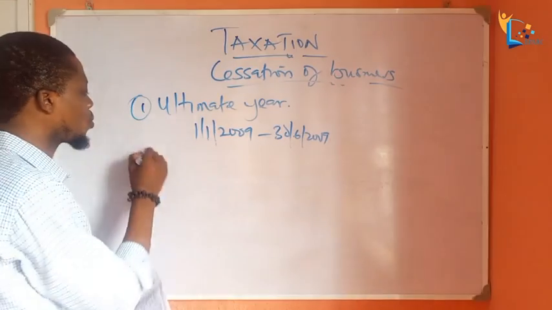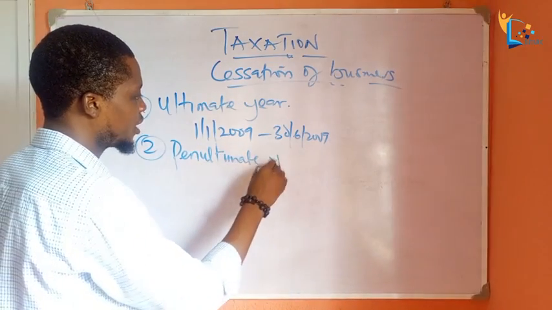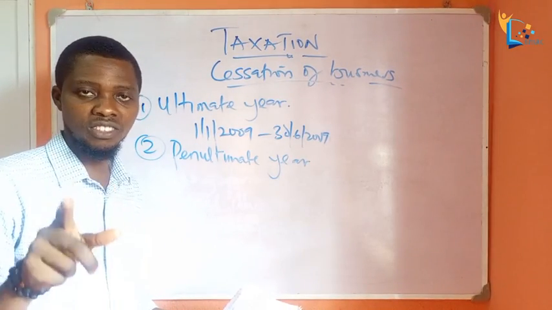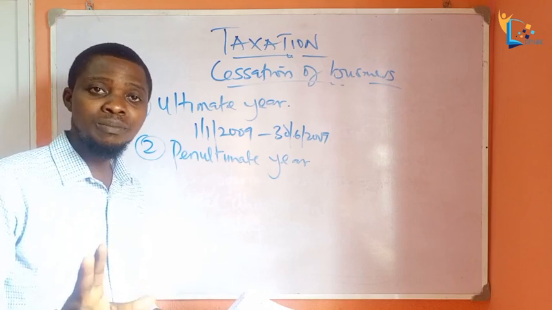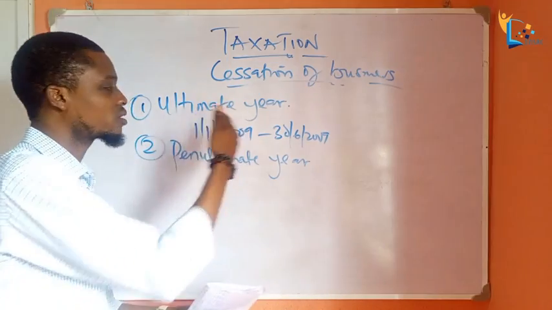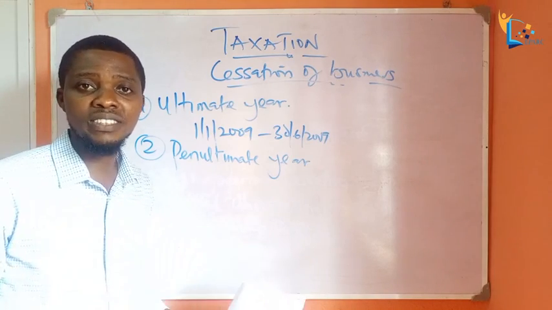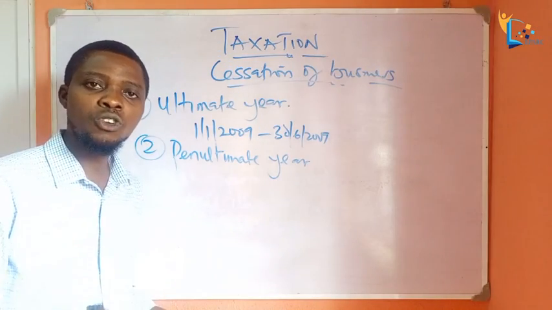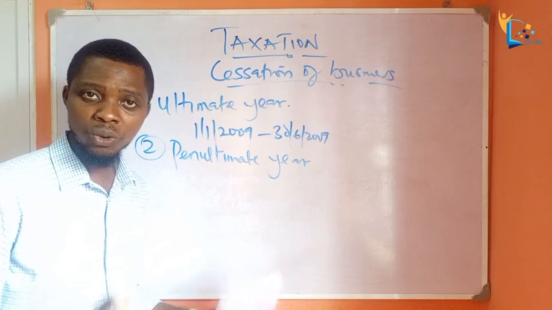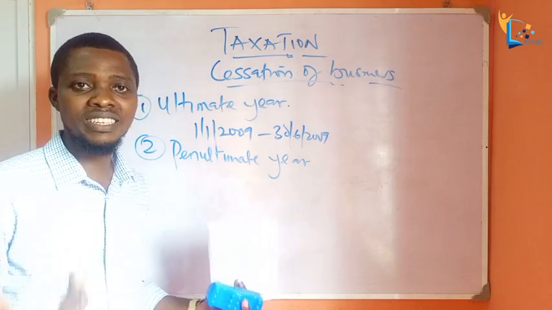Then number two, we have what we call the penultimate year. Penultimate year is the year preceding the year of cessation. When we say preceding, we mean the year before the year of cessation. If we cease operation in 2009, what is our penultimate year? 2008. If we cease operation in 2012, what is our penultimate year? 2011. Are you with me? When we cease operation in 2020, penultimate year is 2019.